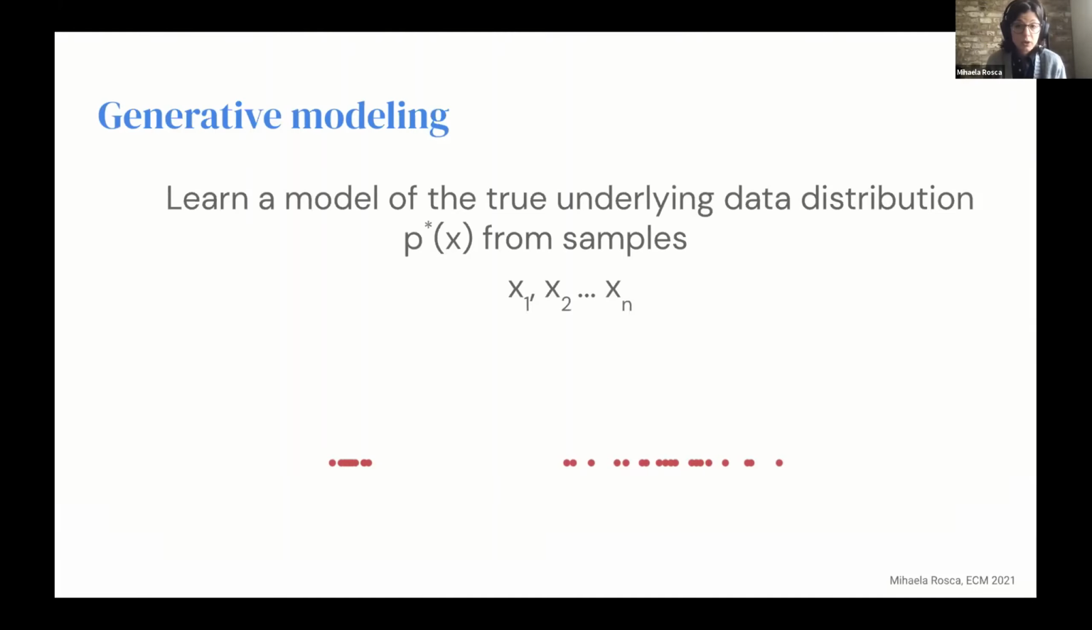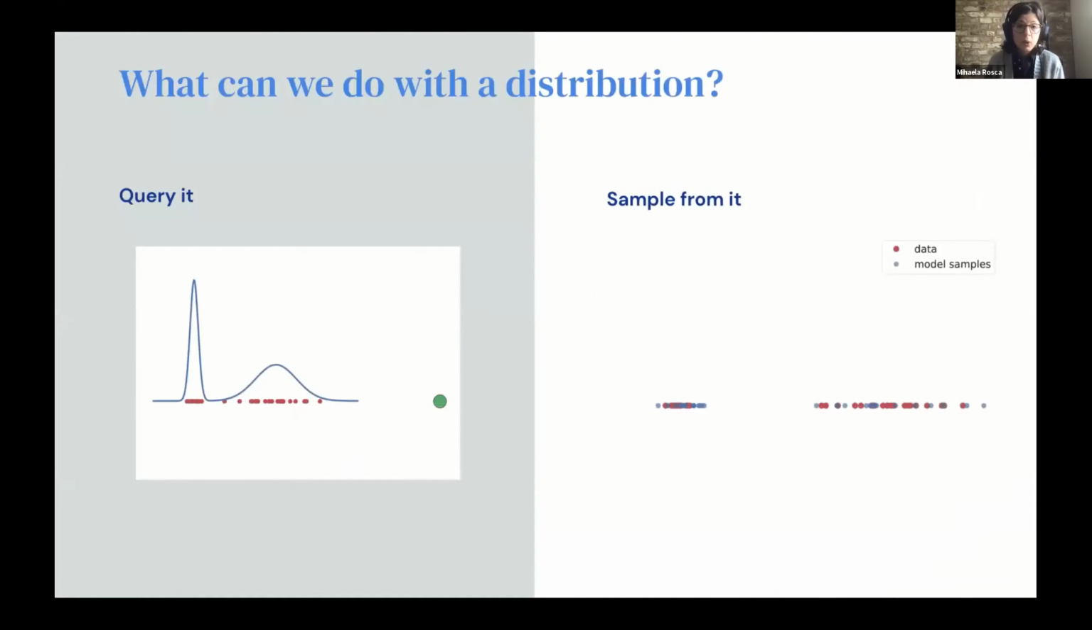And one question that we might have is, well, why are we interested in this problem? Once we have a model, once we have this distribution, we can query it to ask, what is the likelihood of this other data point here shown in green under the model that we have learned? But we can also sample from this distribution. And this is what I show here on the right-hand side.